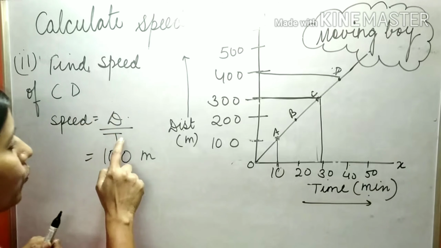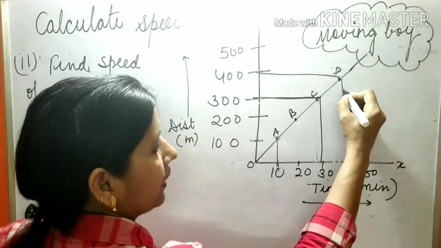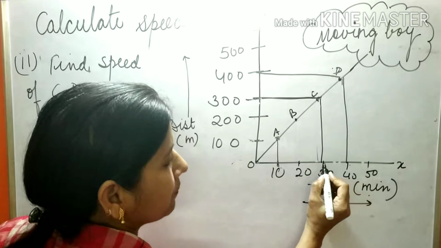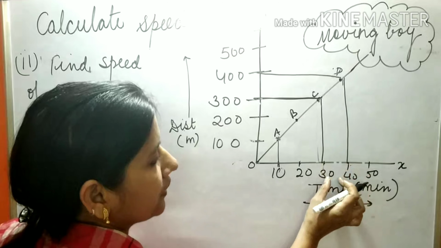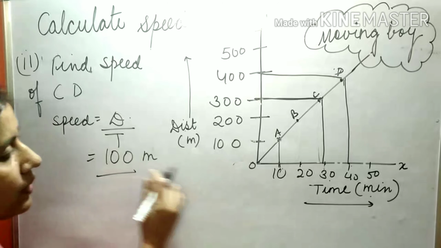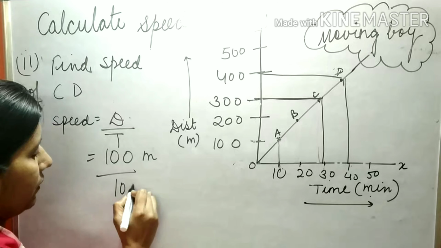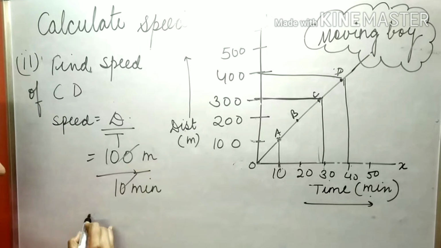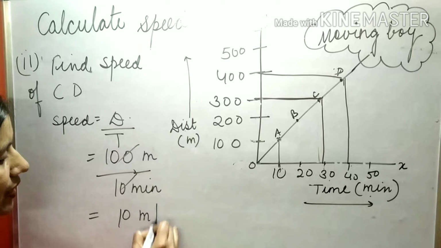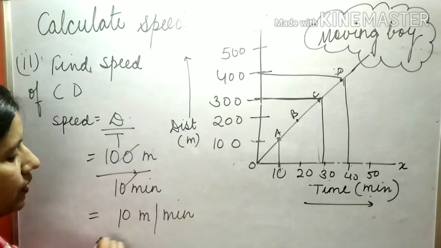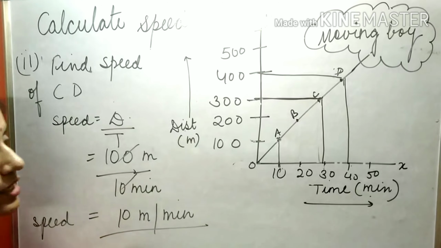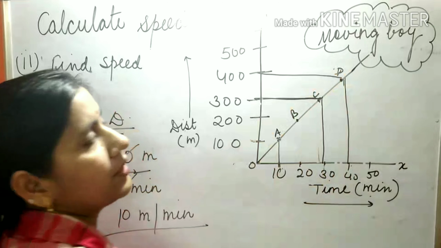अब let's see what is the time. So time कितना है? So time is C to D. Time is again how many minutes? 30 to 40, 10 minutes. Fine. Now you just cancel it. If you cancel, the answer will be 10 meter per minute. So this is the speed. This is the speed of a boy while covering a distance from C to D.